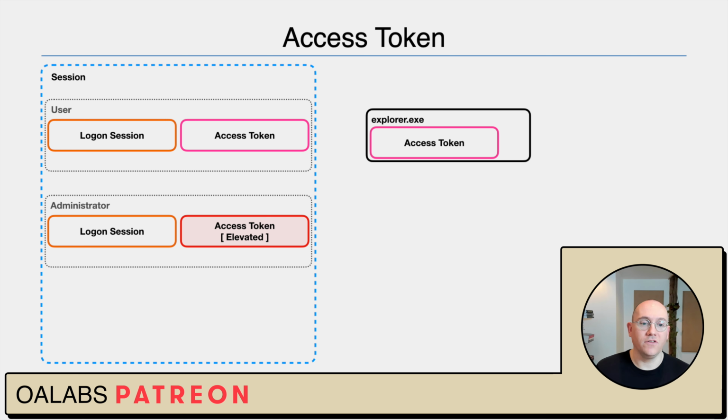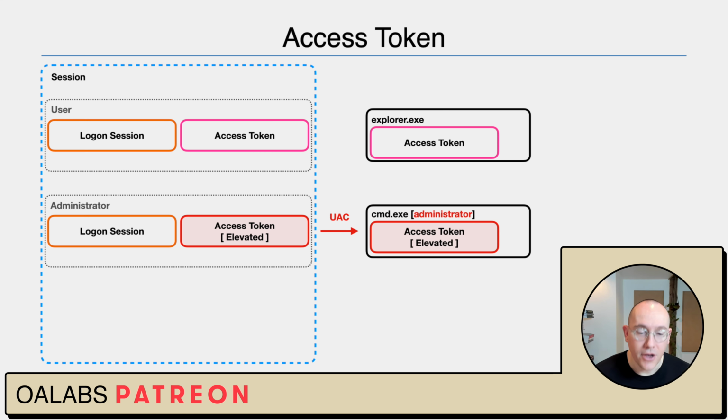Now, if the user launches an elevated command, so for example, let's say they right-click on cmd.exe and launch as administrator, then UAC will kick in, they'll authenticate the user, and they will copy the elevated access token into that elevated process. And of course, that token will reference back to the logon session that was associated with it during the initial logon.